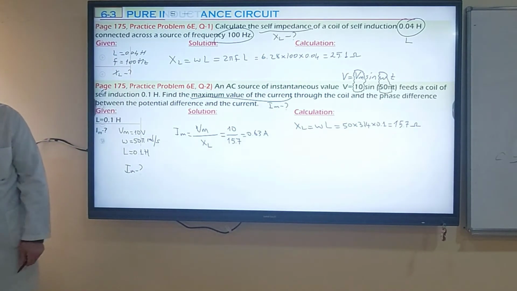What is the phase angle difference between the potential difference and the current in the pure coil? 90.